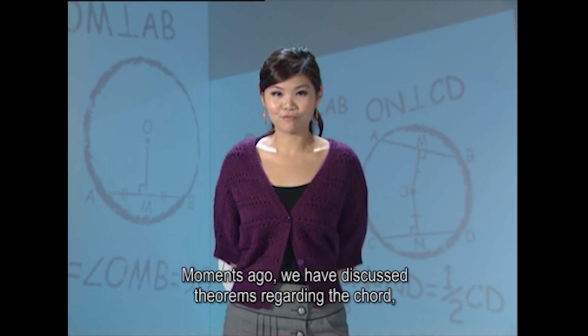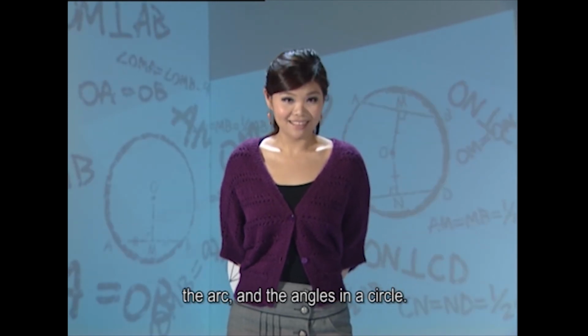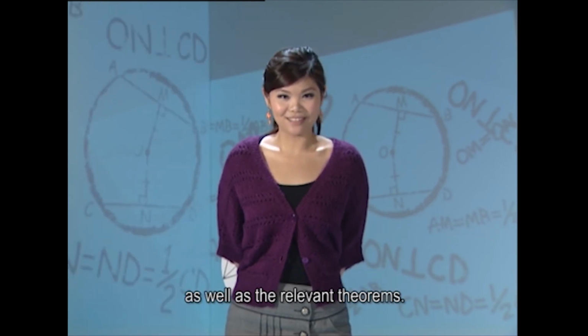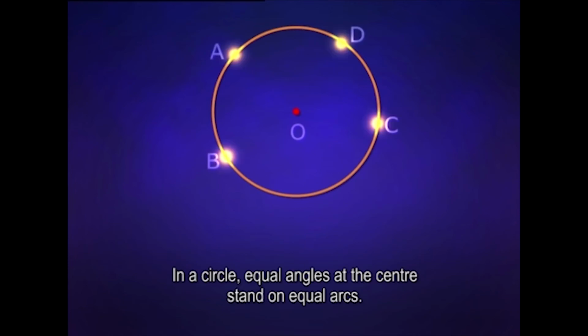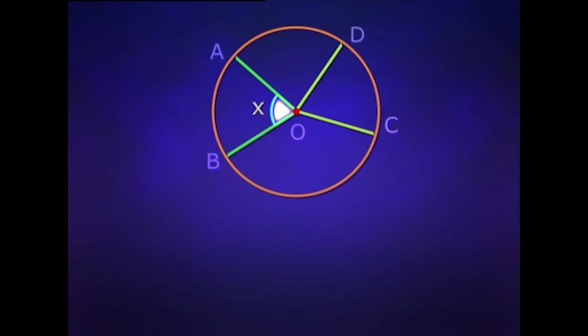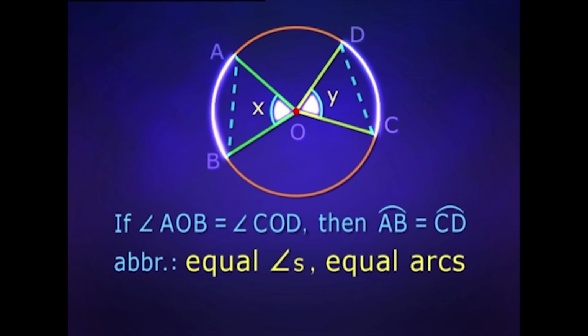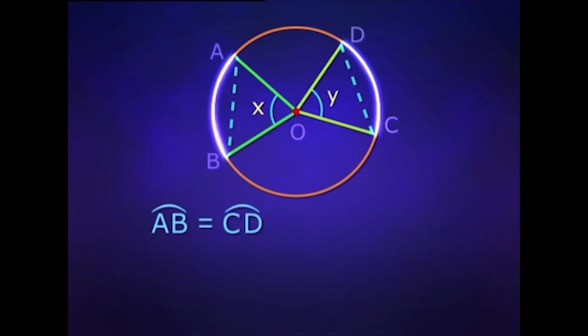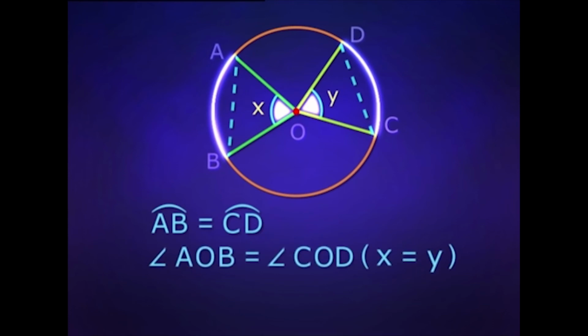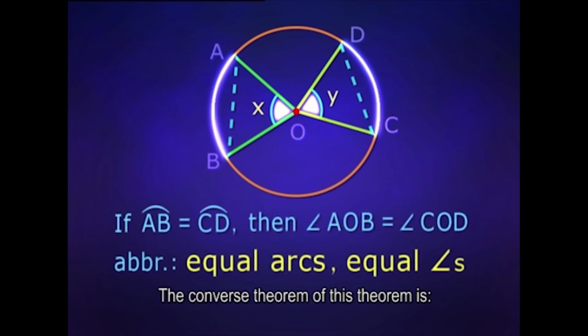Moments ago, we discussed the theorems regarding the chord, the arc, and the angles in a circle. Next, we're going to discuss the relationships among them as well as the relevant theorems. In a circle, equal angles at the center stand on equal arcs. The theorem is equal angles, equal arcs. The converse theorem of this theorem is equal arcs, equal angles.